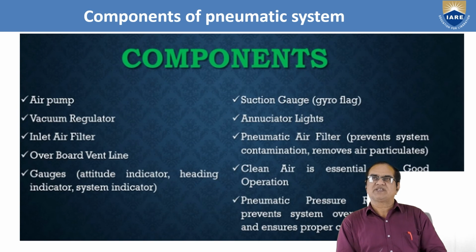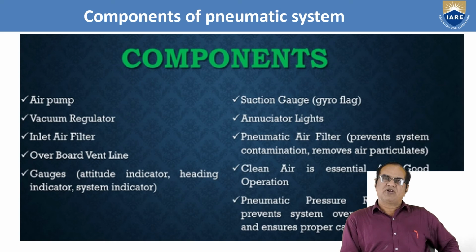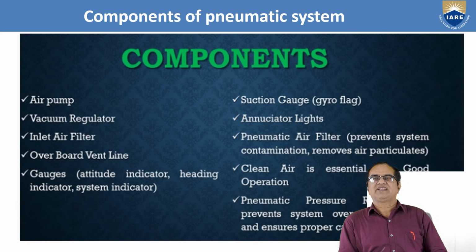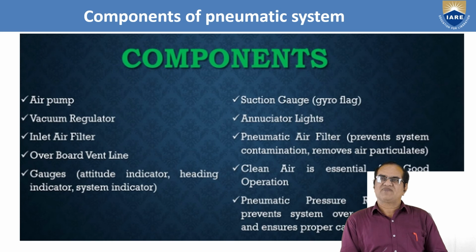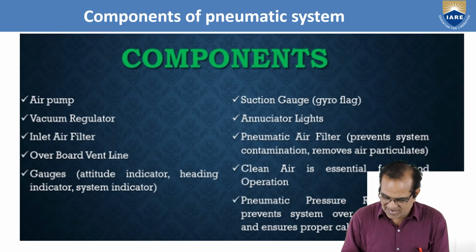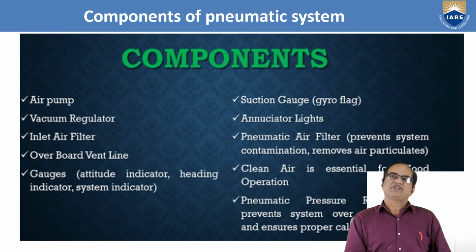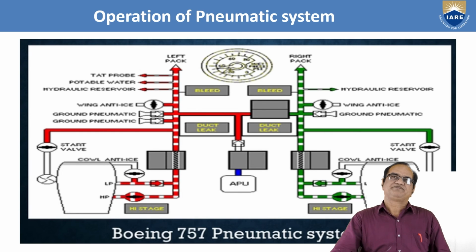Components of the pneumatic system: we have the air pump, the vacuum regulator, the inlet air filter, the overboard vent line, gauges, altitude indicator, heading indicators, system indicator. We have the suction gauges, gyro flags, annunciator light, and pneumatic air filter. Contamination removes air particles. Clean air is essential for good operation. The pneumatic pressure regulator prevents system overpressure and ensures proper calibration. So these are the components of the pneumatic system.